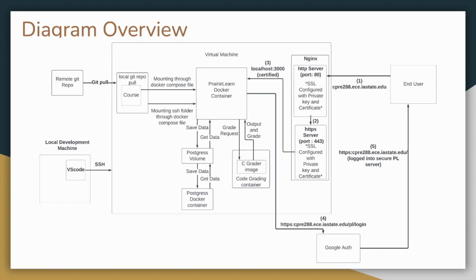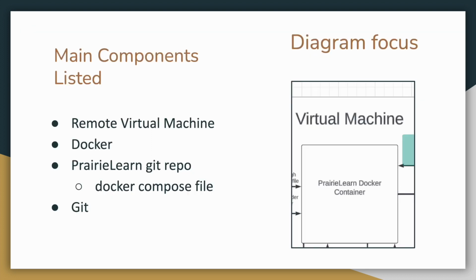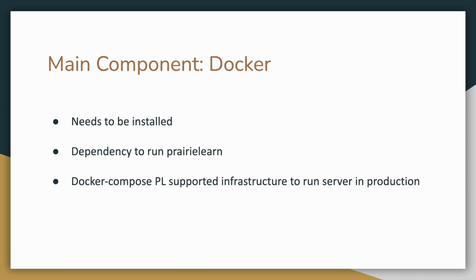So here's the diagram overview again. We're going to be focusing on the actual virtual machine with the PrairieLearn Docker container, and inside of this Docker container is pretty much the PrairieLearn image or the Git repository. And here for Docker, it needs to be installed. PrairieLearn depends on Docker to be running, and Docker compose is PrairieLearn's supported infrastructure to run the server in production.